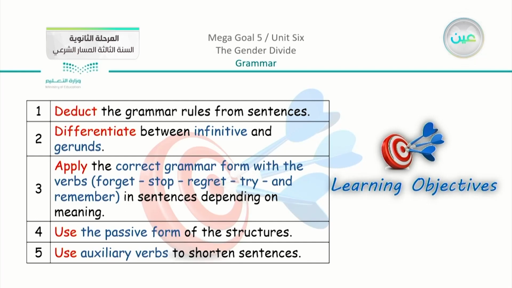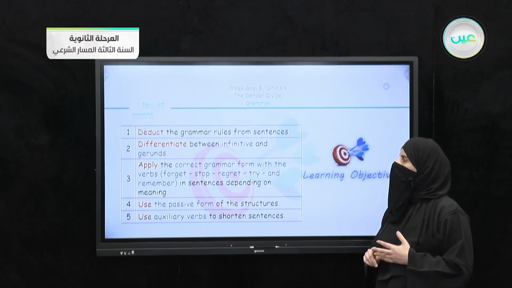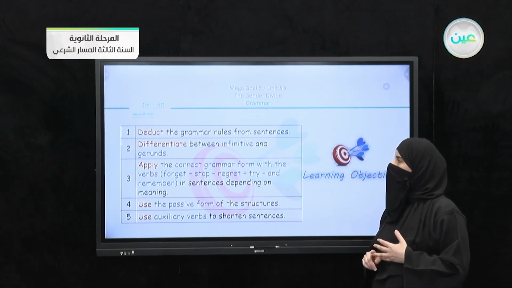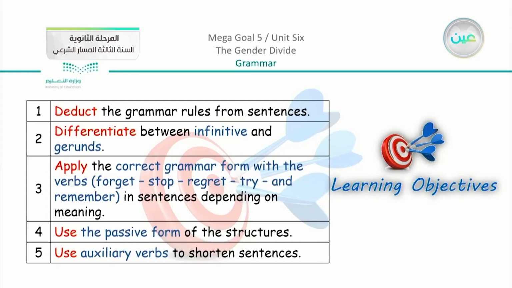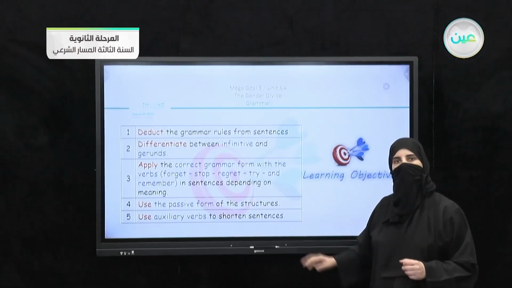Number two, to differentiate between infinitive and gerunds. Number three, to apply the correct grammar form with the verbs forget, stop, regret, try, and remember in sentences depending on meaning. We have number four, to use the passive form of the structures. And we have number five, to use auxiliary verbs to shorten sentences. Now you can see that we have a lot to do, but actually it is all combined.